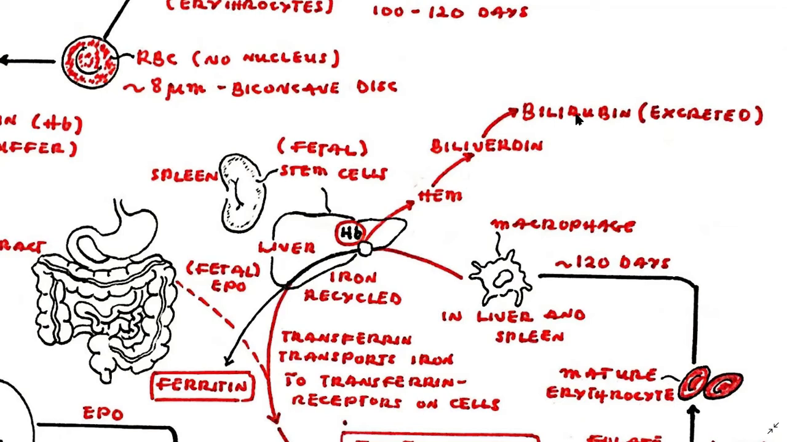An increased rate of hemoglobin breakdown results in excess bilirubin, which stains tissues such as the skin and the sclera of the eye, commonly known as jaundice.